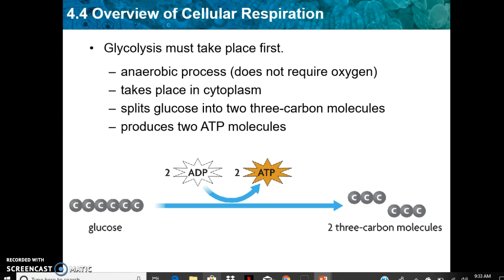And that's what's being shown here in this picture. We have a glucose that has 6 carbon. We're going to start out with ADP, which is going to get phosphorus added to it and become ATP. And so the result of glycolysis is that we have 2 ATP and we have 2 3-carbon molecules.